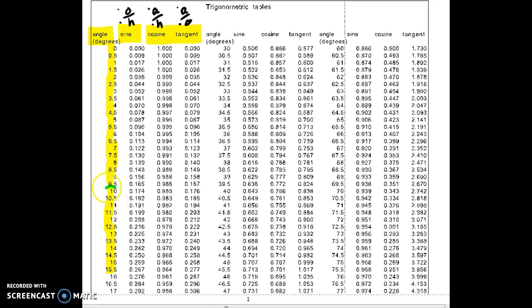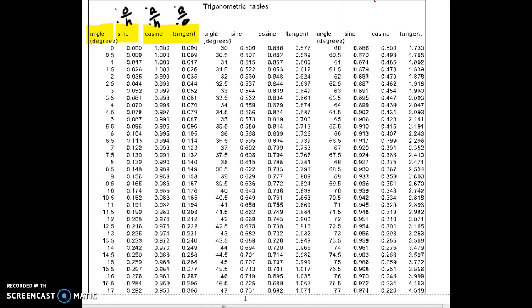So we see for a 10-degree angle, the ratio of the sides of any triangle with a 10-degree angle is going to be 0.174. That's the opposite over hypotenuse ratio. Adjacent over hypotenuse ratio, which is the cosine, is 0.985. And opposite over adjacent ratio will be 0.176, and that's the tangent. That's for any triangle with the angle of 10 degrees in it. And we know that for any angle, because all the angles are on this table.